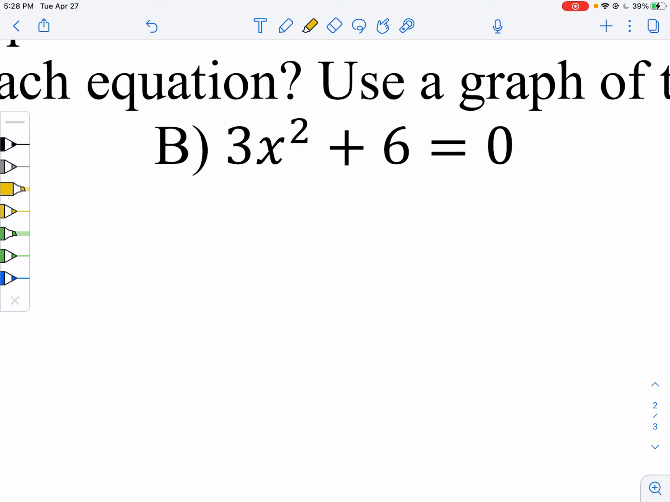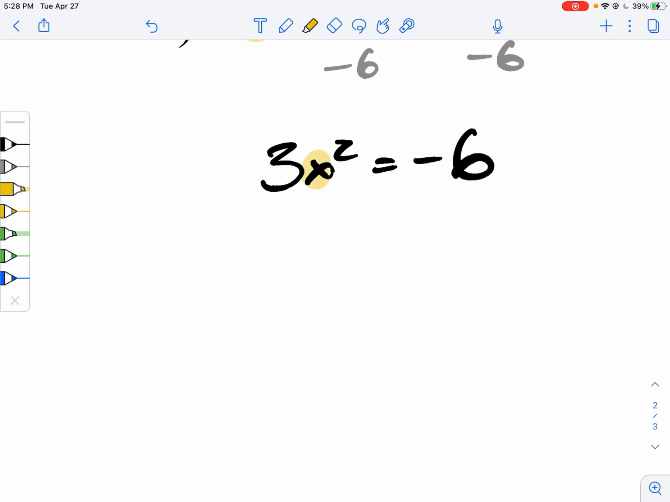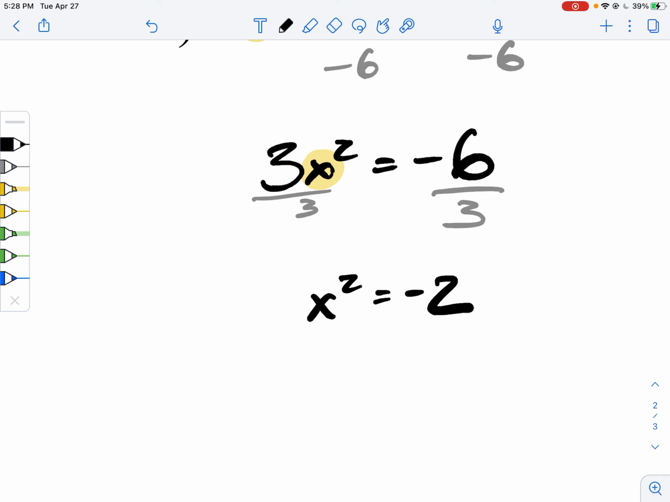You're trying to get x alone, but we need to get x squared alone first. So we undo our PEMDAS. By subtracting 6 from both sides, we get 3x squared equals negative 6. Okay, cool. We're still trying to get x by itself, so I'm going to divide by 3 on both sides. x squared equals negative 2. We're almost there. To undo that square, take the square root.